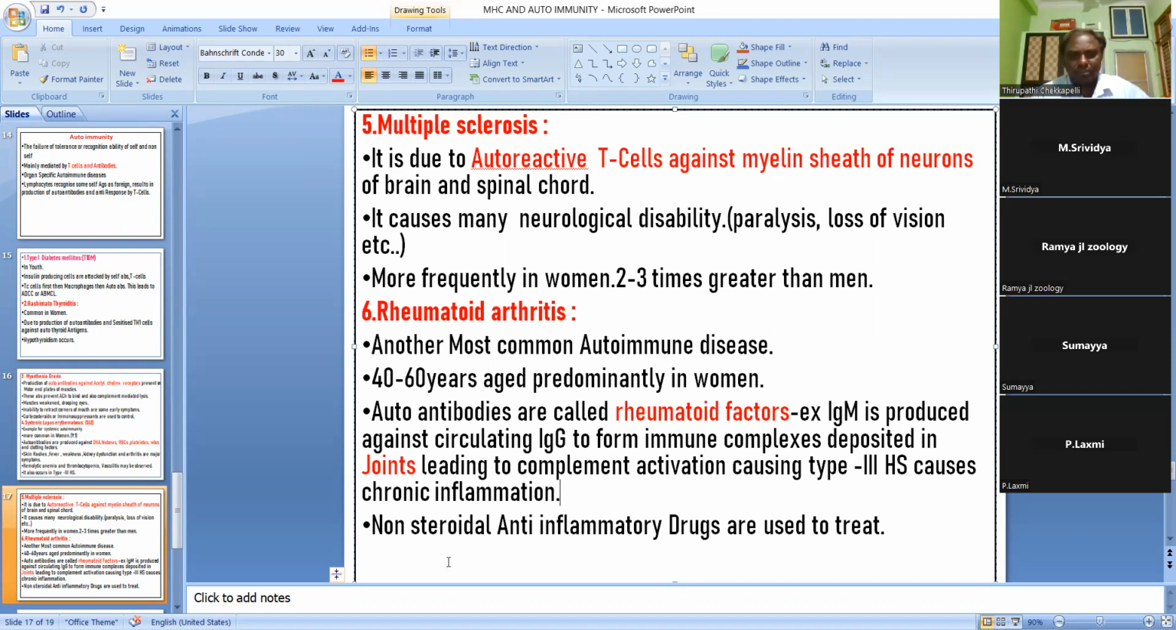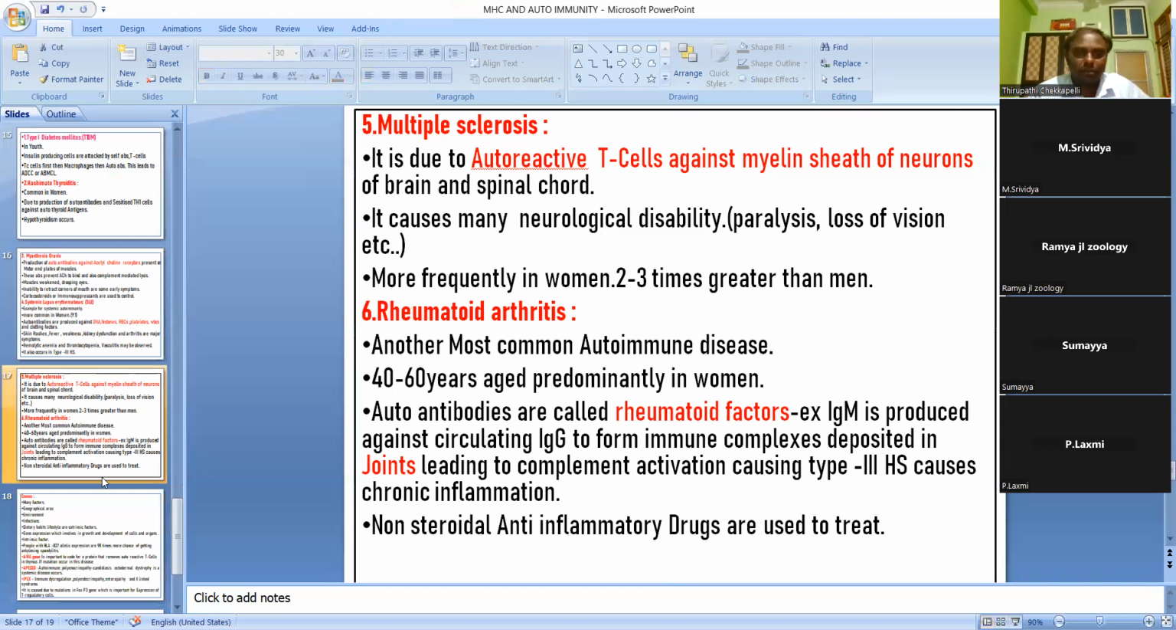Okay, so for these, non-steroidal anti-inflammatory drugs are used. So what you have to remember is that IgM is produced against IgG and immune complexes are formed. They are stored in joints. That leads to opsonization, okay, and tissue damage, particularly in the joints area. Okay, so our immune cells will go and damage our own joint area tissues. Okay, so that is another example for autoimmune disease.